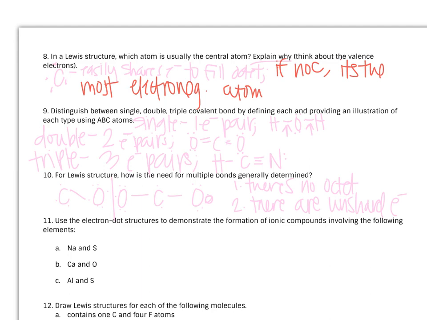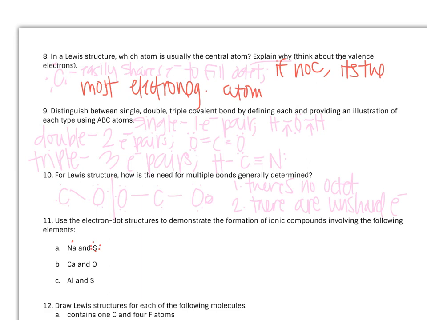Number 11 wants you to use the electron dot structures to demonstrate the formation of ionic compounds involving the following elements. Okay, so in this case, let's see, you have sodium with 1 valence electron and sulfur. Ooh, okay, let's pick red. And sulfur with 6. Okay.